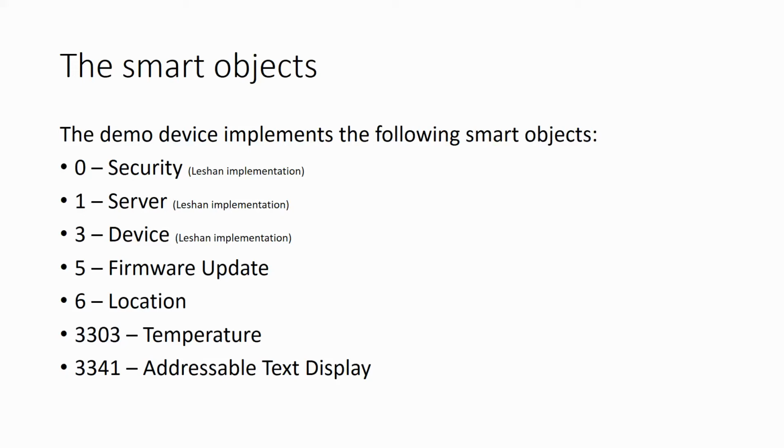But we have four additional smart objects: firmware update, which handles the firmware update process. We have location, which simulates location data. We have temperature, which also simulates a temperature sensor. And then we have the addressable text display. We can read and write text to the console, and we can also execute a resource for clearing the console, but in that case we just type cleared.